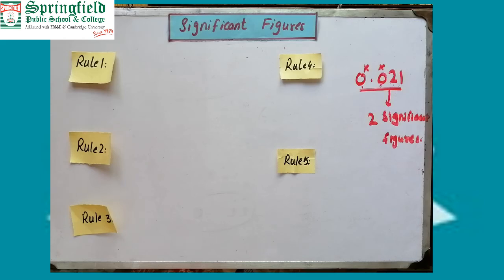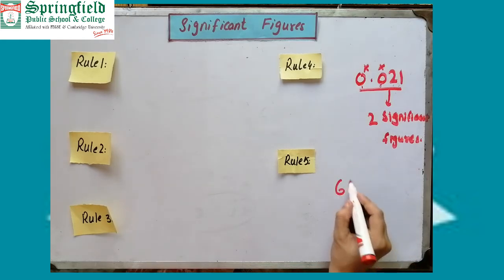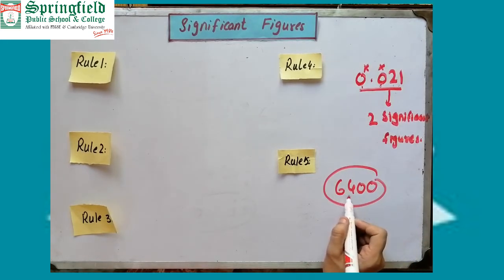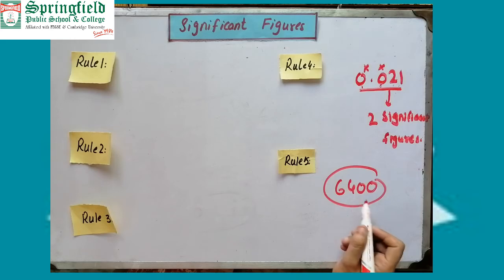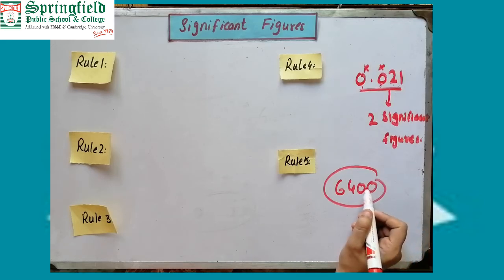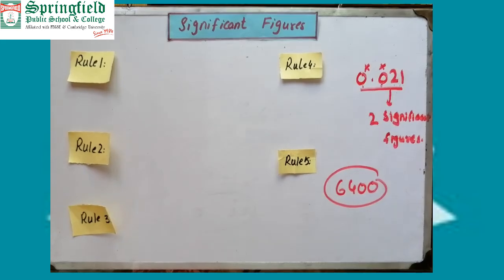in a whole number, the zeros at the end may or may not be significant figures. It depends on how approximate the number is. Let a number be 6400. So all the zeros after the non-zero digits in a whole number depend on their approximation level. They may be counted, or they may not be significant. Fine. Understood, beta? Okay, so these are the 5 rules.